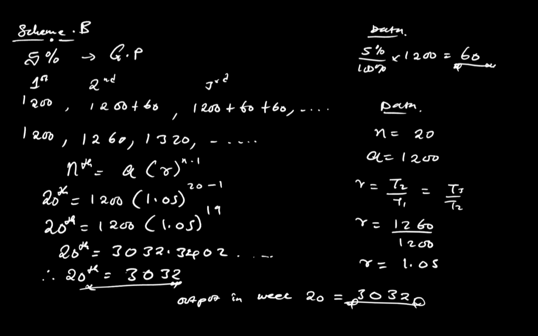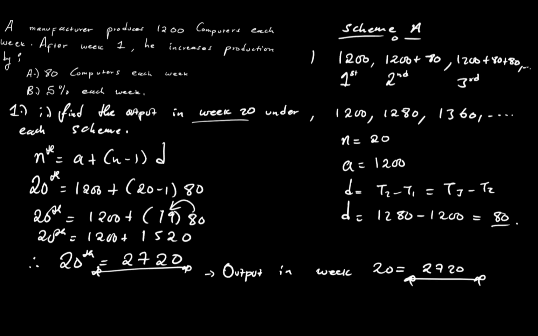All right, now this is not the only type of question that might be phrased. Another question might be phrased differently. It's the same question, so I really need you to understand it. Remember, the manufacturer produces 1,200 computers each week. After week 1, we have an increment in production by first scheme and second scheme. First scheme is 80, second is 5%.